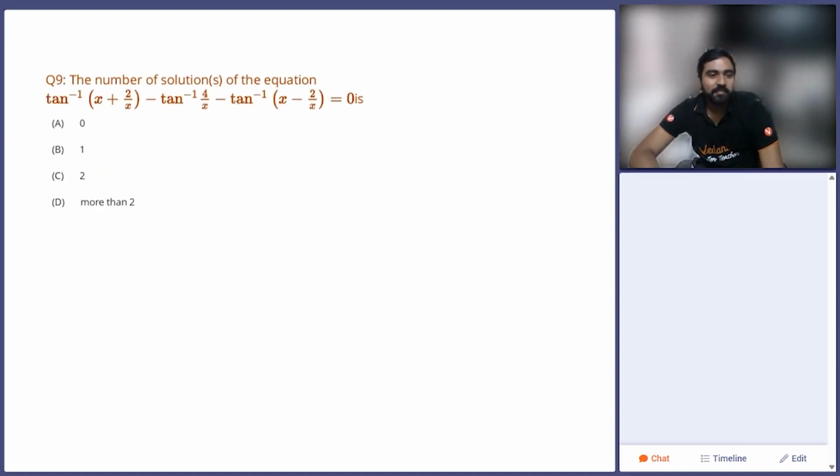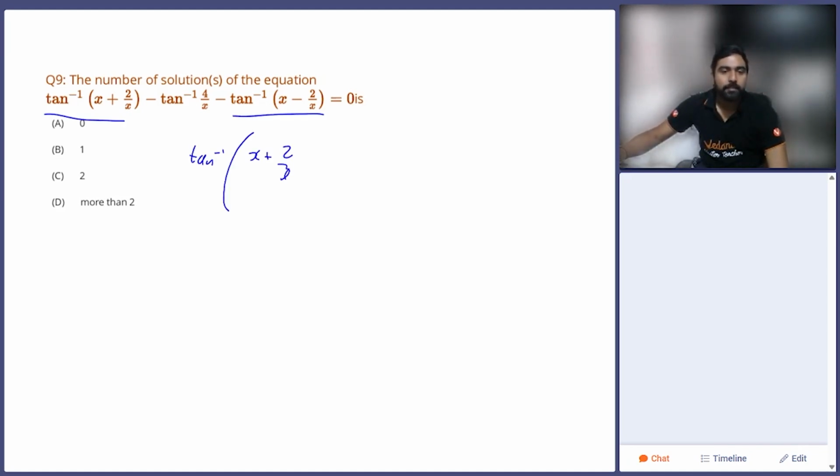Moving on. What do we have over here? We need to find the number of solutions of this equation. Okay, I can see there's some similarity over here. Let's add these two up. So tan inverse of x plus 2x minus tan inverse of minus x minus 2 upon x, that will become plus, divided by 1.